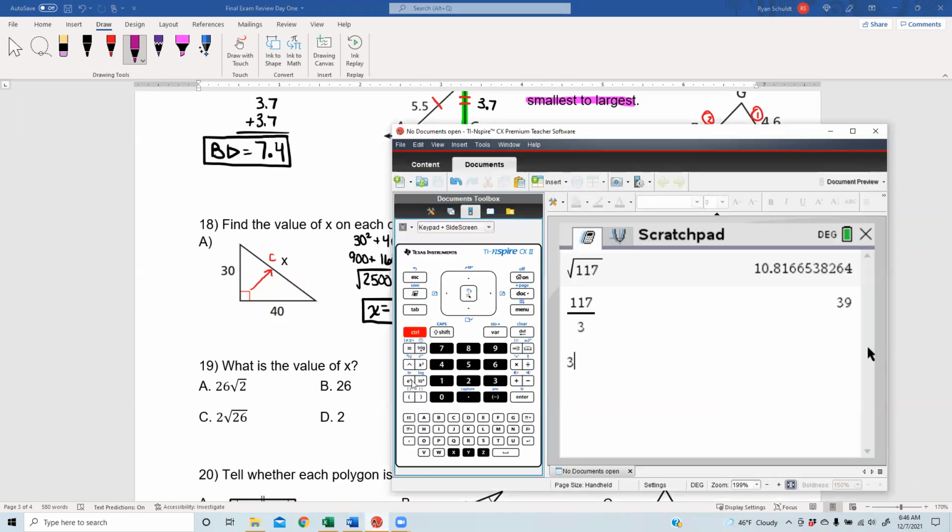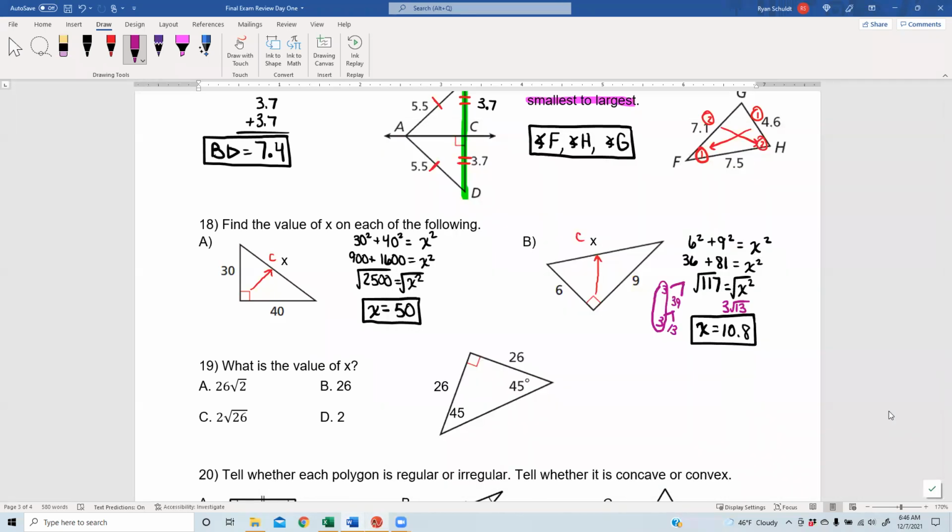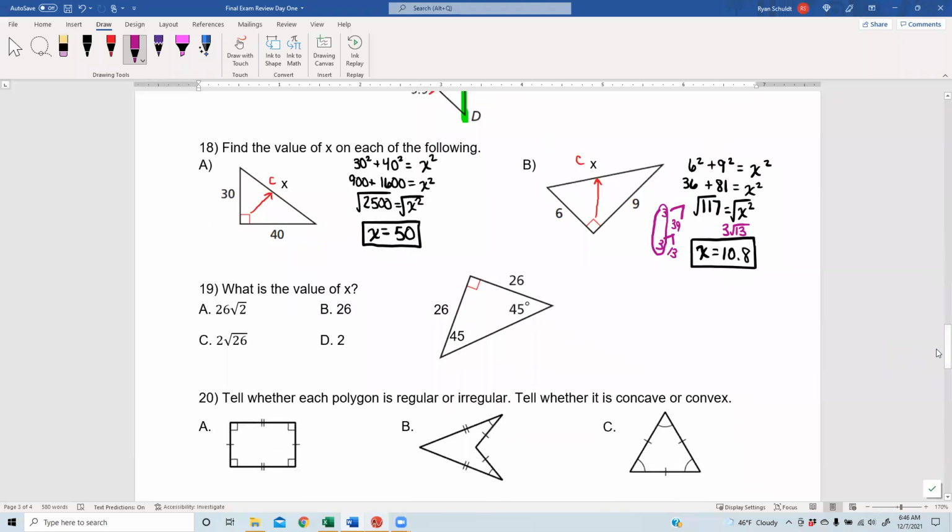Notice that if I type that in the calculator, I get the same answer as I got above. I don't think that'll be on there, but I'm not 100% sure, so I want y'all to be prepared.